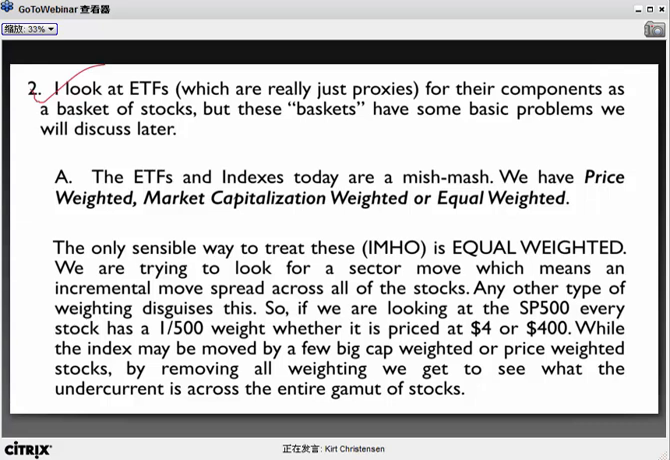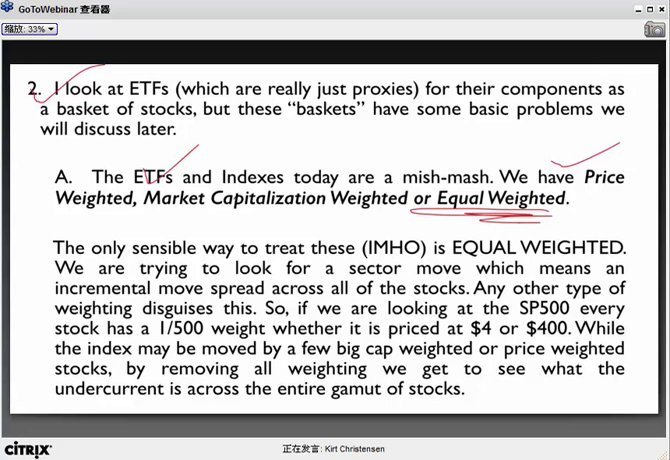ETFs and indexes today are a mishmash. Some of them are price weighted, some of them are market cap weighted, and more importantly, what we use is we want ones that are equal weighted. In our opinion, we're going to cut to the chase, the only sensible way to treat these is equally weighted. We're trying to look for a move across a sector, which means an incremental move in each of the individual stocks that make up the entire sector. Any other type of weighting would disguise this.